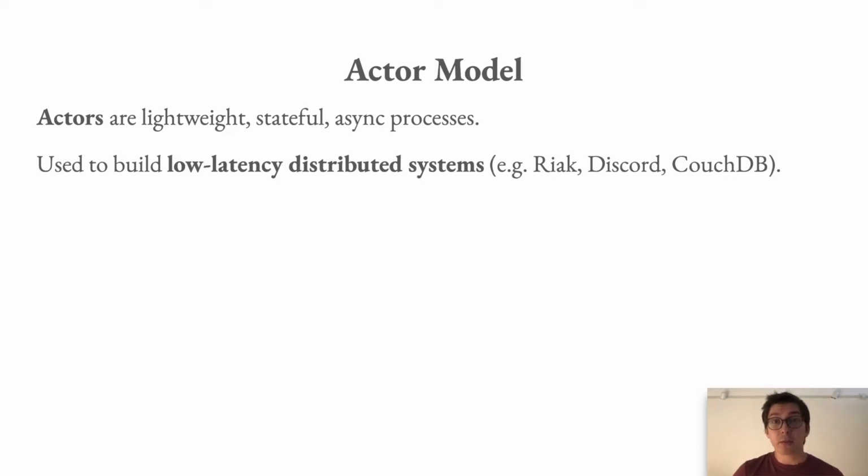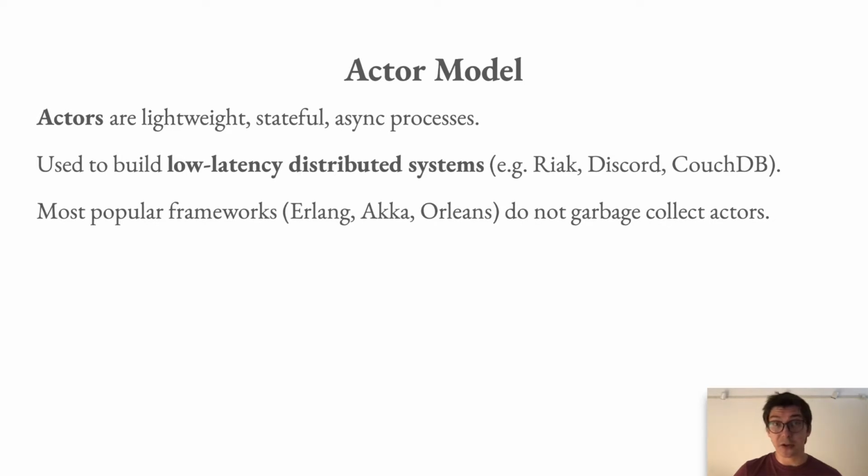So right now, the most popular frameworks for distributed actor systems are probably Erlang, Elixir, Akka, and Orleans. And they all have automatic garbage collection for passive data like records and objects. But interestingly enough, none of them have GC for the actors themselves. So programmers have to garbage collect actors manually, which means, as you can imagine, it's a significant source of bugs.